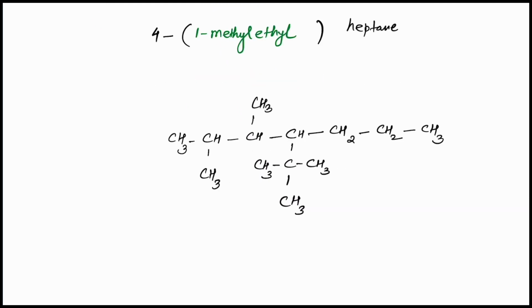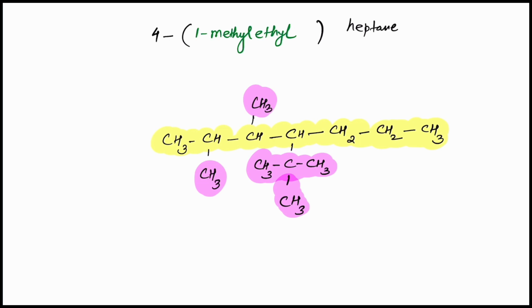Alright, let's look at this problem. Can you decide the parent chain here? Look carefully. The chain from this carbon till the end has 7 carbon atoms, and that is the longest chain possible in this structure. Therefore, that is the parent chain. Then we have 2 substituents which are methyl groups and another substituent here that is a substituted alkyl group. Okay. So how do we name this?